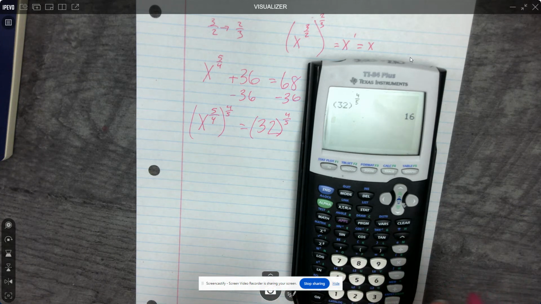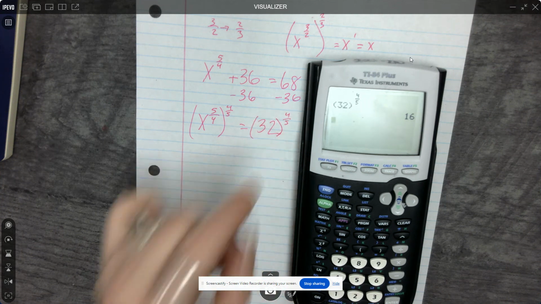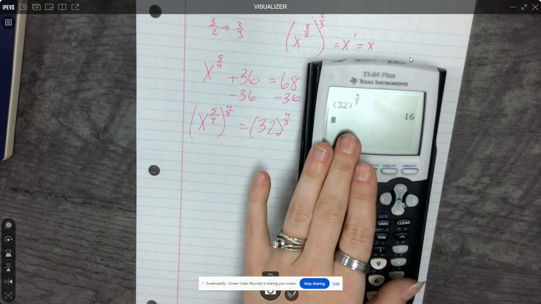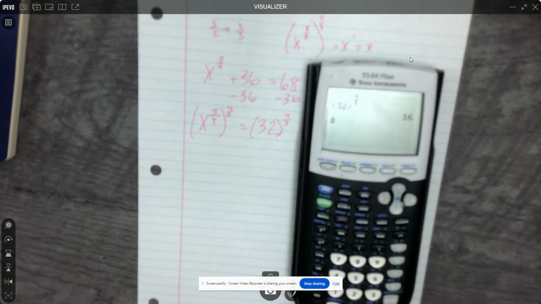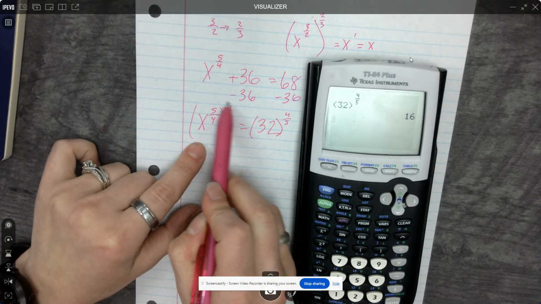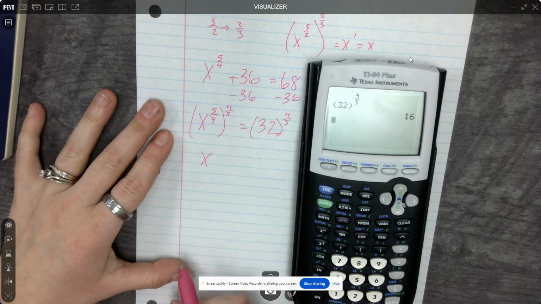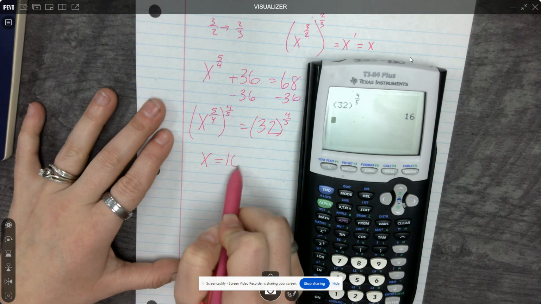And look, you get an answer. You get a number. That's what you're supposed to do. That's how you do it. I don't need you to figure this out. I don't need you to do the fifth root of 32, just type it in your calculator. And you get 16. And over here, we just talked about how because we're multiplying, those equal 1. So this is just x to the first, which is just x. So x equals 16.